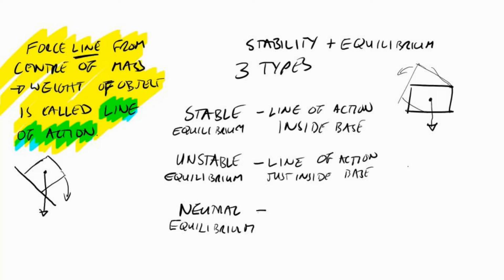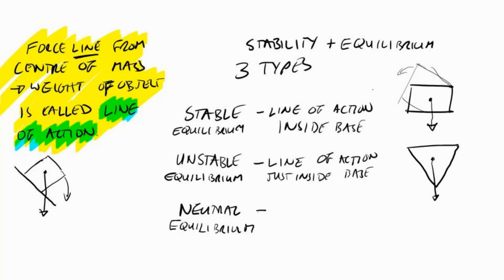Okay, so let's look at unstable equilibrium. I take a triangle, I balance it on the tip. Yep, that's not very stable, not very safe, it's not going to hang around for long. So we have a line of action there, just inside the base, but you know what? It's going to fall over. Maybe just inside the base, but the base is so pointed or so unstable, it's not going to last for long.